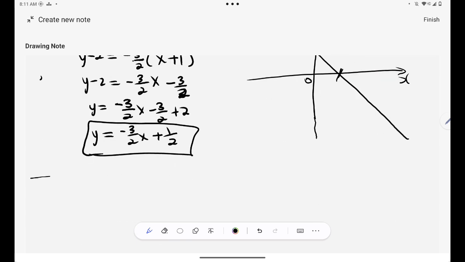Are you together? So when lines are perpendicular, just check the gradient of the other line, flip it around, change the sign to find the gradient of the second line.